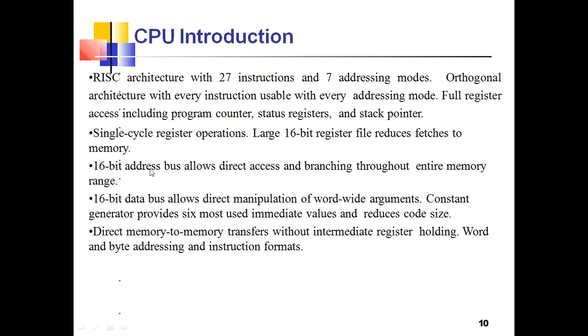Here you can see that the 16-bit address bus allows direct access and branching throughout the entire memory range. Next, the 16-bit data bus allows direct manipulation of word-wide arguments, and it provides constant generators also, a total of 6, that is by using the emulated values. For that you can reduce the code size by simply using the constant generators instead of writing the instruction to access the constant values. Next, direct memory to memory transfer, you can do it without any intermediate registers, so it increases the speed of execution and you can perform the execution of every program in a fast way. The byte addressing and instruction formats.